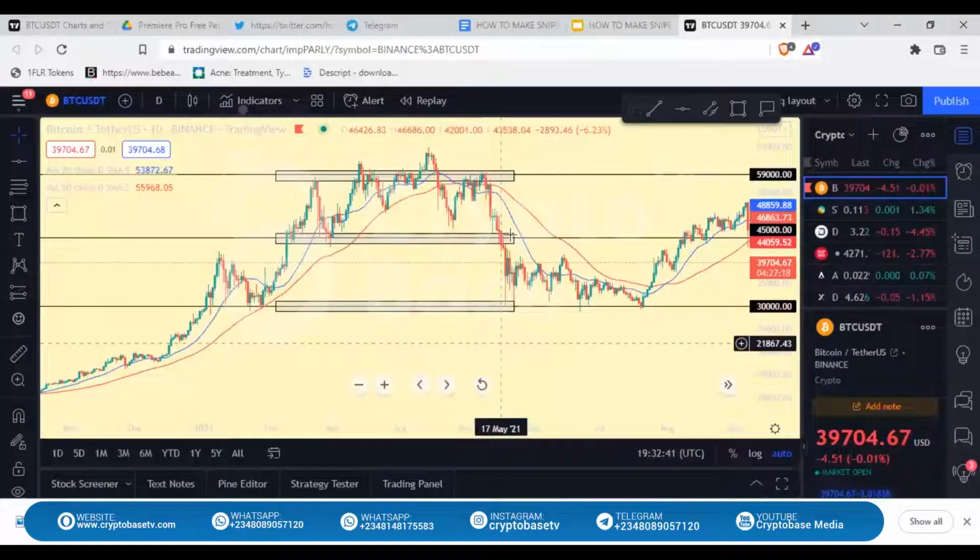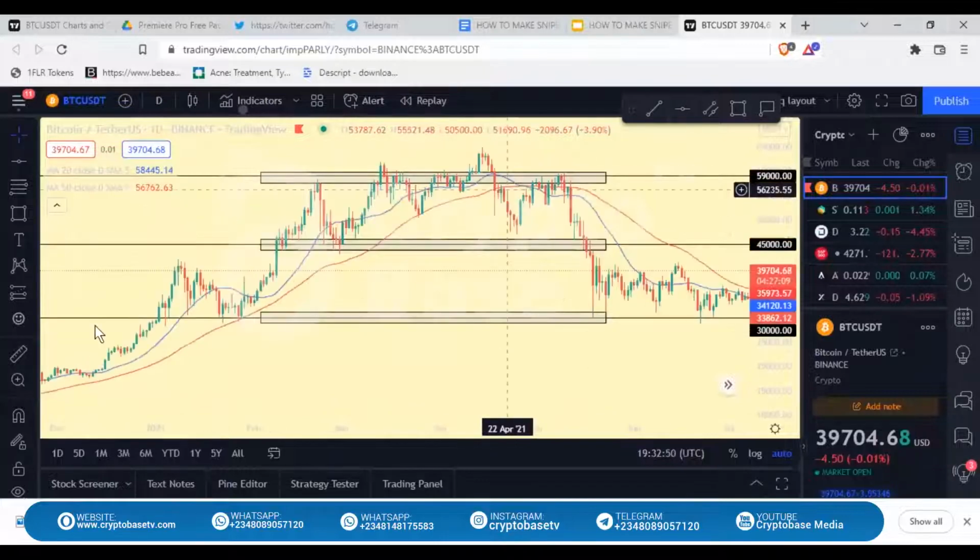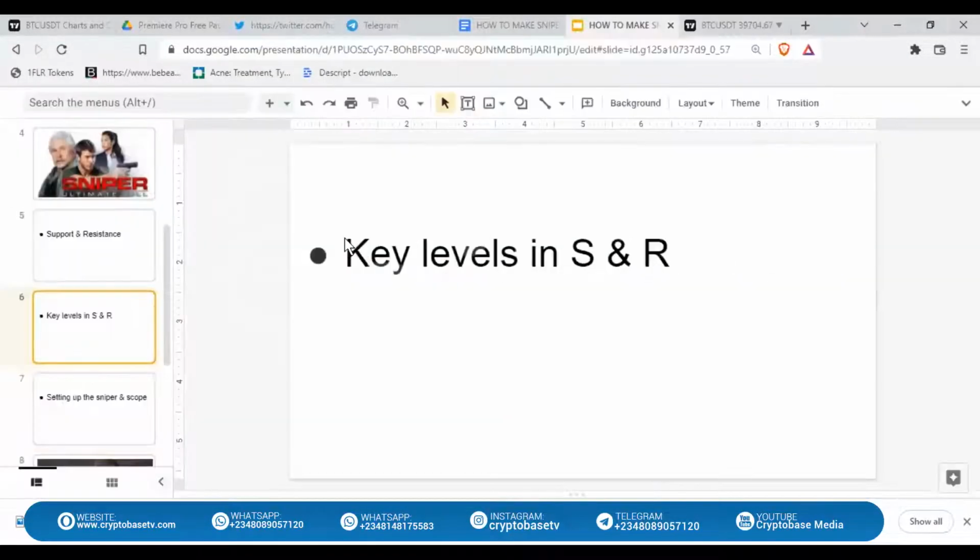Now, don't let us forget our sweet presentation right here. So now, the look at support and resistance, how to draw them, and then look at the key level, because these are what are important for you to get a great sniper entry.